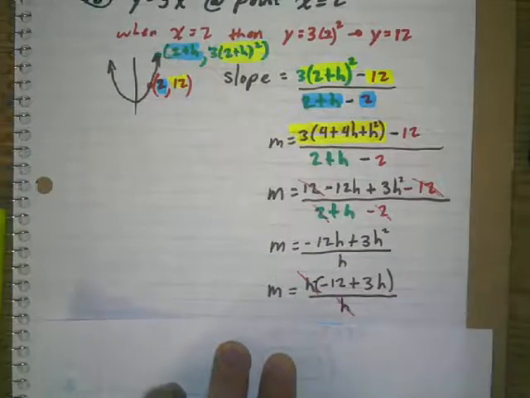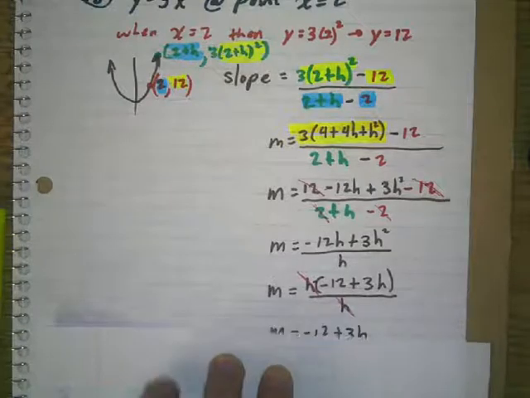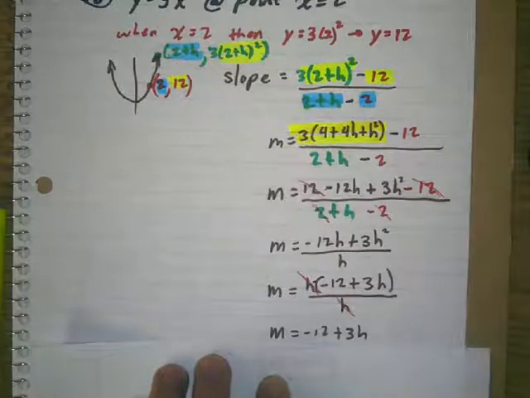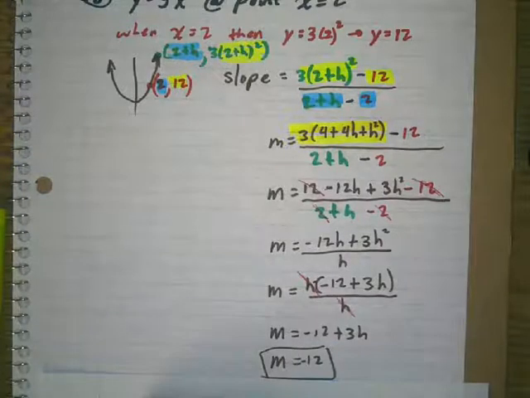This is going to happen with all of the problems on this page. Okay, so then I get 12 plus 3h, and if h is super, super small, like 0, or close to 0, then we end up with our slope at 12.